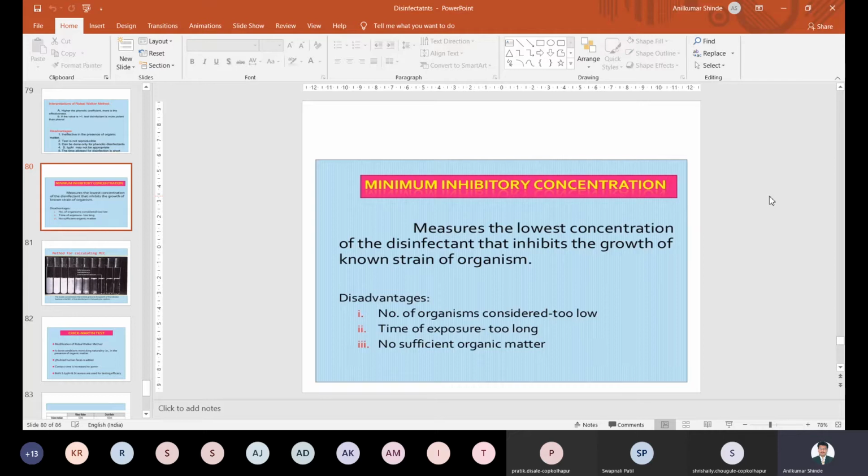Then today there is the minimum inhibitory concentration, in short called MIC. The meaning is the lowest concentration which kills the microorganisms. So you can determine how much concentration is required to kill the organisms, which is the lowest concentration. With that minimum concentration to inhibit the microorganisms, that concentration should be determined, because we should know the minimum concentration required for inhibition.